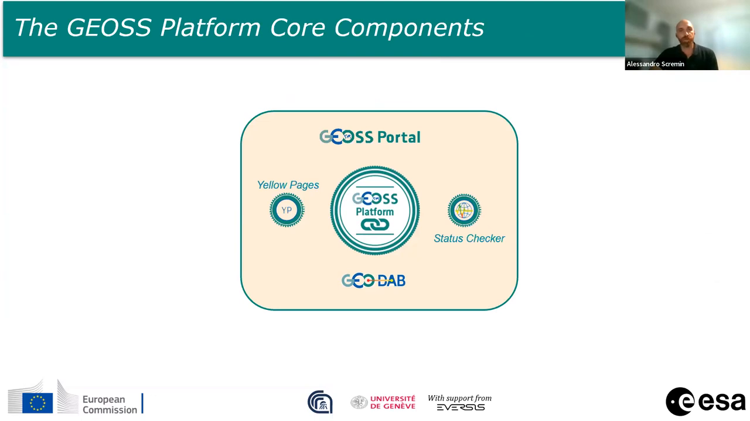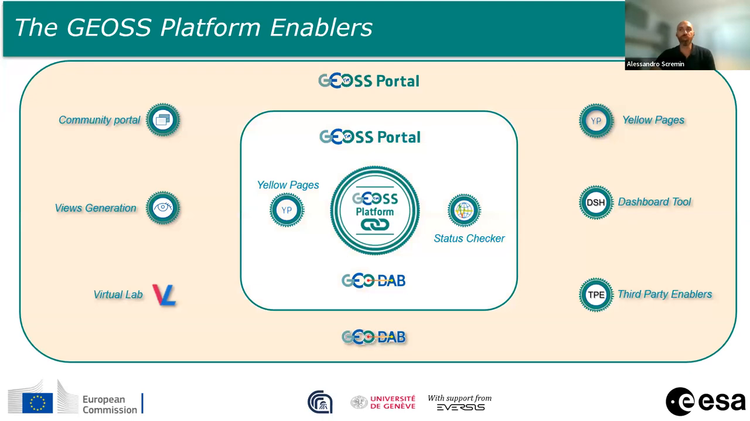So currently the GEOSS platform set is composed of the GEOSS portal, the yellow pages, the status checker, and the GEO DAB. But this is not enough to cover all the needs of the communities. And so we are trying to enlarge this to, let's say, a communities ecosystem, in which communities can collaborate and contribute to the GEOSS platform.